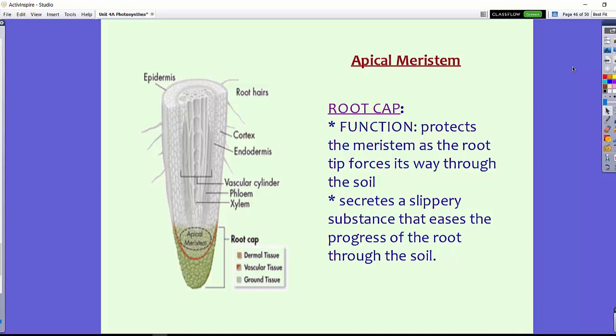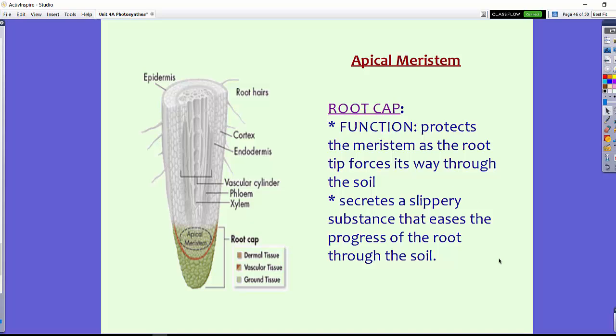Otherwise, if the root gets damaged, then it's going to die and it's not going to be able to function properly. So the root cap, which is here in green, is a mixture of just epidermal cells. And what it does is protect the meristem as the root tip forces its way through the soil. So you can imagine, as the root is moving through, it's going to encounter rocks, it's going to encounter hard soils, and so this root cap protects the apical meristem, which is where the new cells are formed for the root.